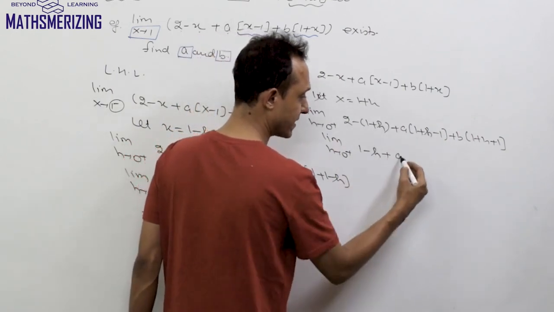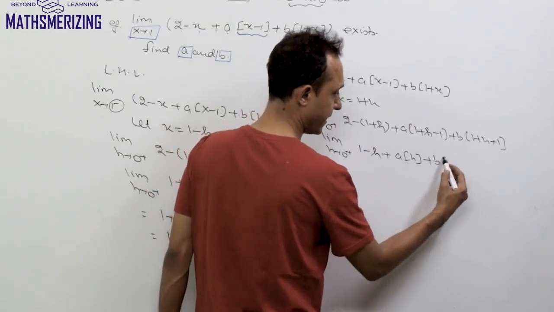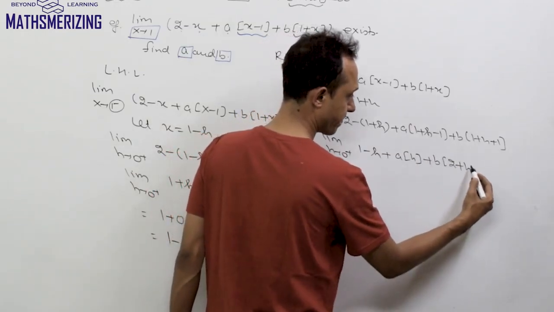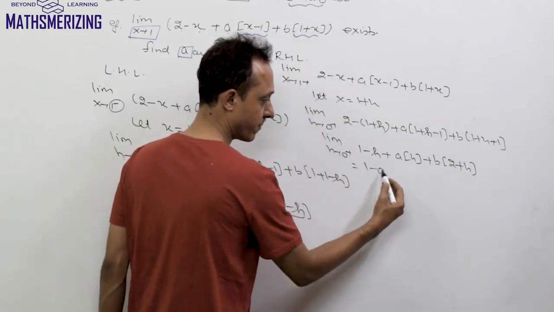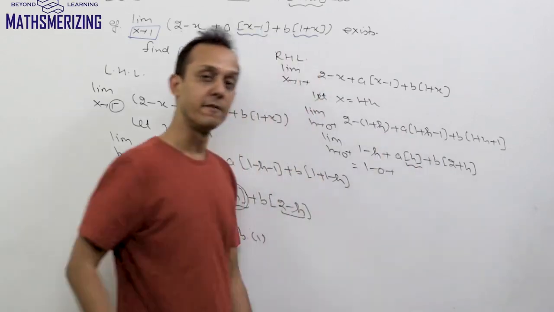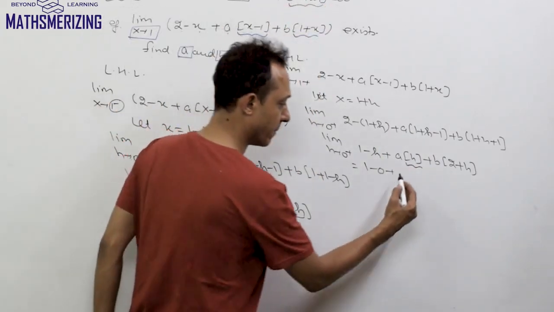Now 1 and 1 will cancel. A into greatest integer function of h plus b into greatest integer function of 2 plus h. Now this is 1, h is 0. Now what is the greatest integer function of h? So 0 plus h is simply 0. So there will be 0.